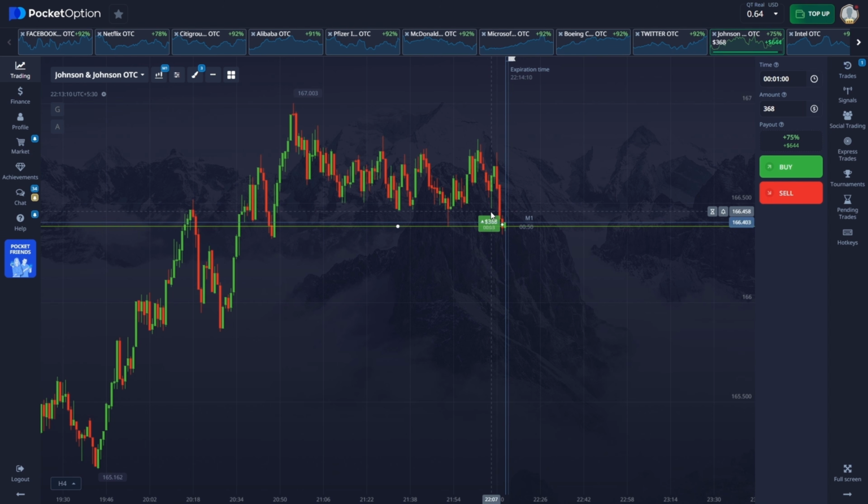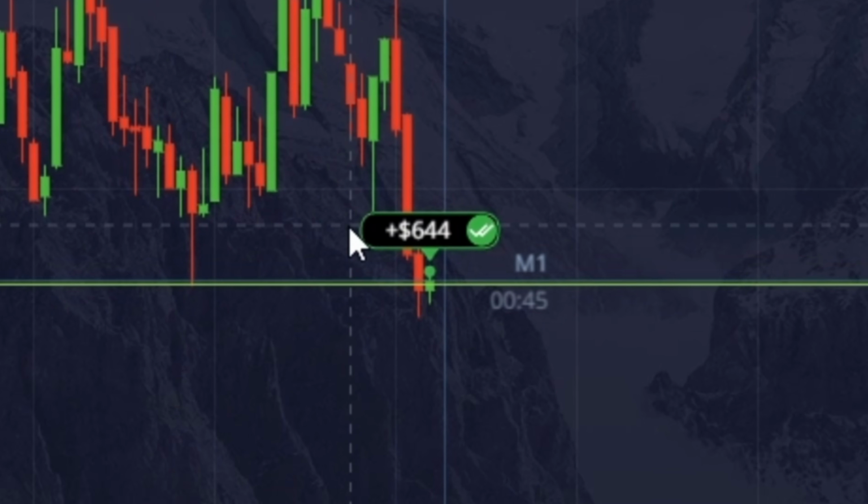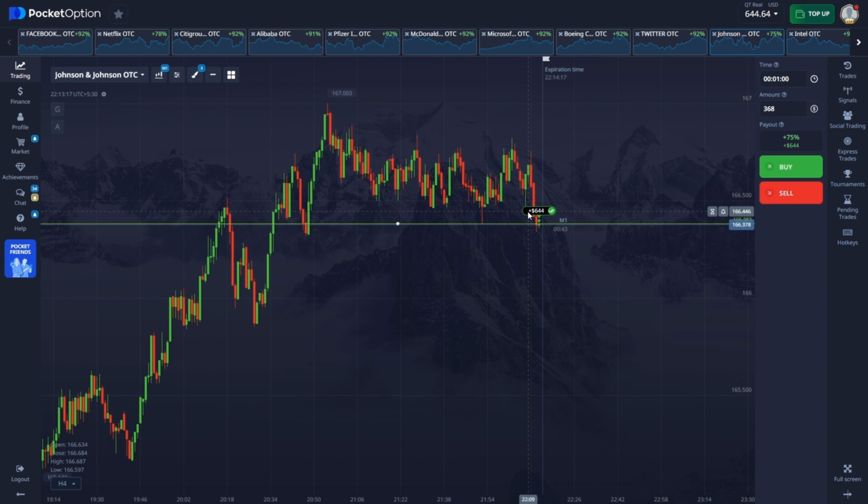But the next candle came back, and now the trade is going in our favor. With only a few seconds left, I won it. I won another trade, so now my balance has turned into $644.